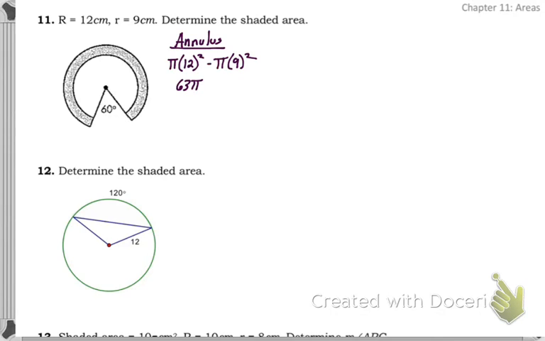Well, I don't have that full circle. I have this little section that's missing, this arc that's missing, and that arc is 60 degrees, which means this arc that goes all the way around is going to be 300 degrees.